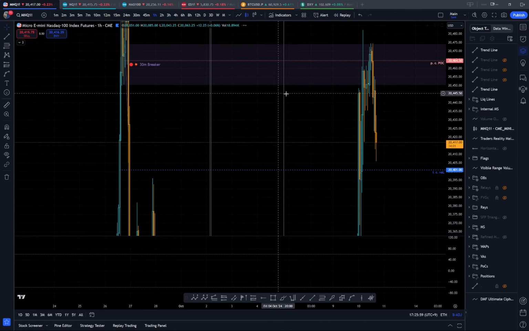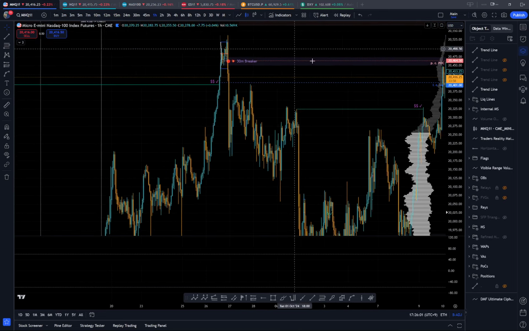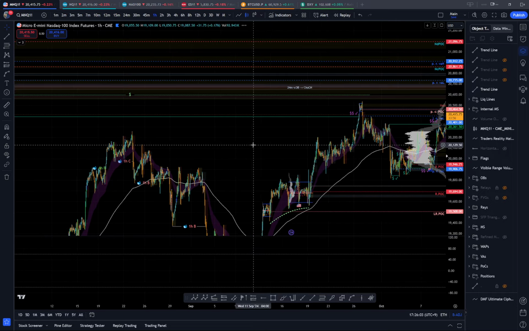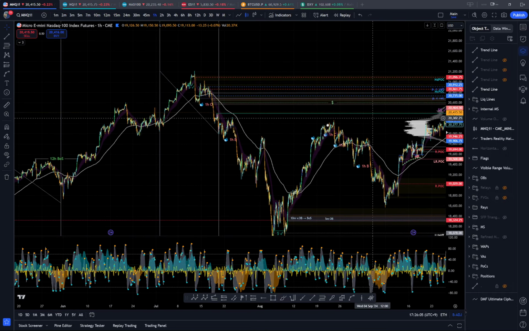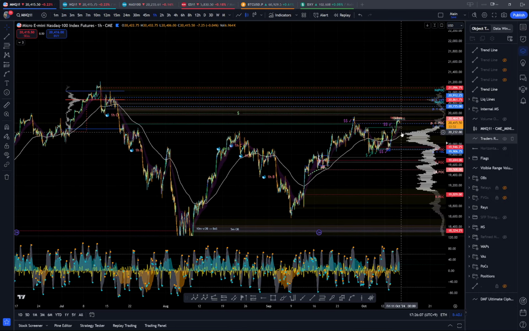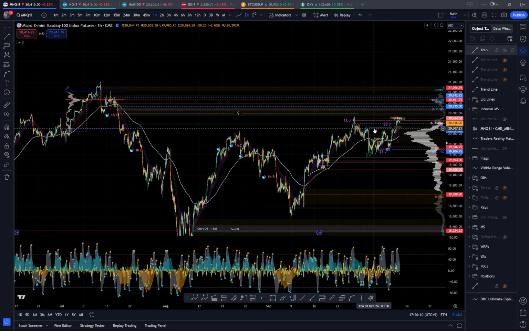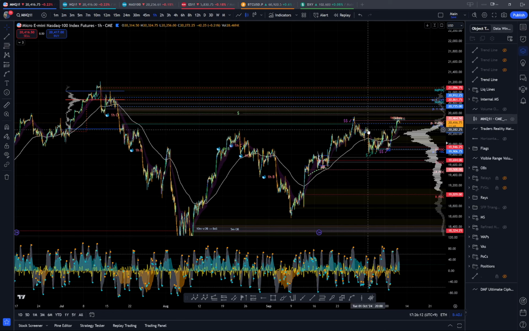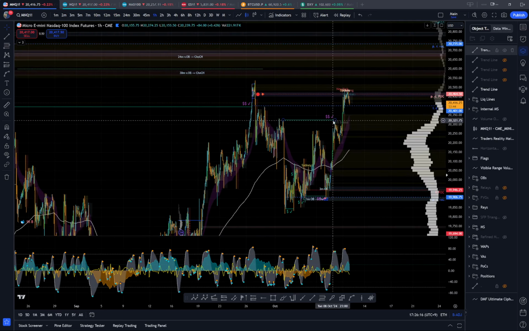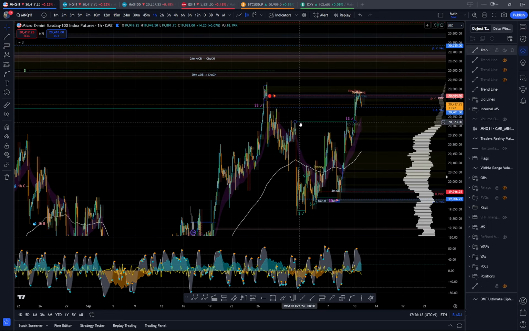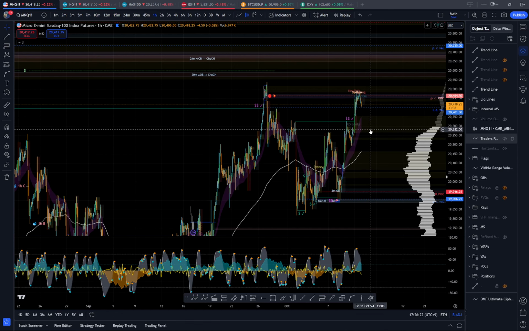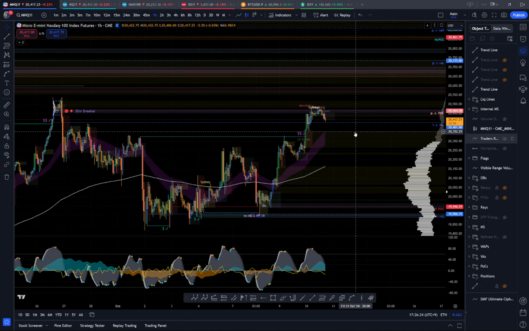Let's zoom out again and look at this larger picture. The high volume node that we could bounce off, I would wait until these equal highs here that we took. I would wait and see how price reacts around there, because there is a chance that it slices through a bit deeper, right? Depending on what we do.